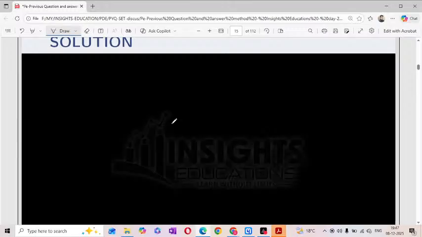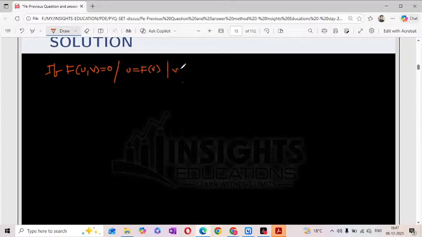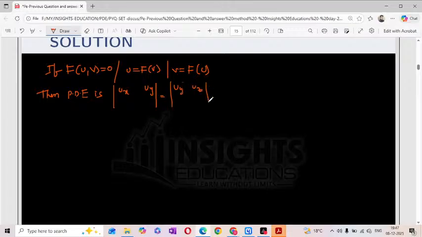Suppose the equation is like this: f of u comma v is equal to 0, or u is equal to f of v, or v is equal to f of u. If it is like this, then you can directly write the differential equation as a determinant: the first row is ux, uy and uy, uz, into p, and the second row of the matrix likewise.